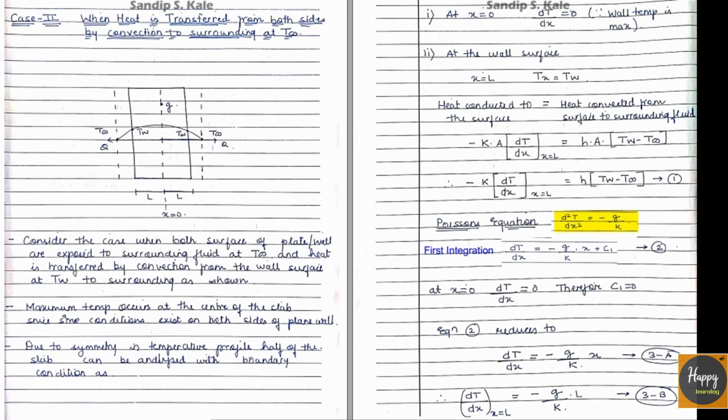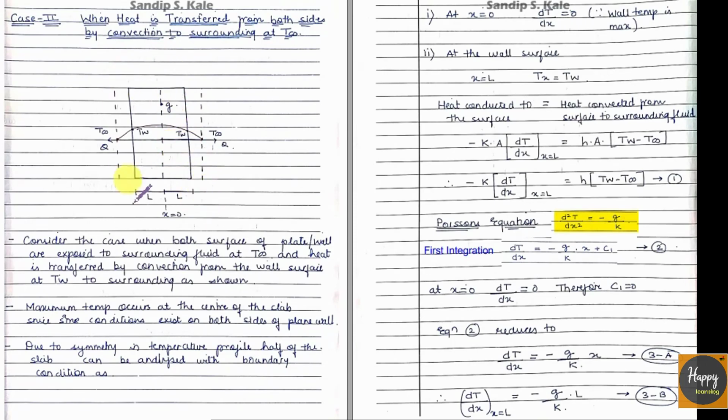So in continuation with the concept of heat generation, we will deal with the second case in which the heat is transferred from both the sides by convection to the surrounding, which is maintained at a temperature of T infinity. So here you can see from the figure a plane wall which is exposed to the same conditions, that is T infinity, which is having the same temperature, and we are supposed to find out the temperature distribution.